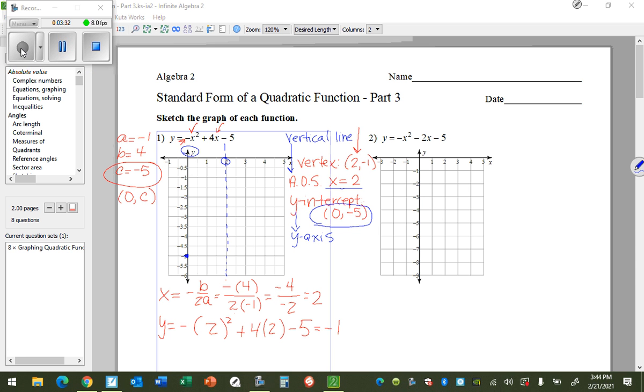Now the next dot I'm going to plot is my vertex. Here is my vertex. It should land on this dotted line here. It should be on our axis of symmetry. So I'm going to go to the right 2 and down 1. There's 2, -1. So now I have my vertex here, and I have my y-intercept right here.